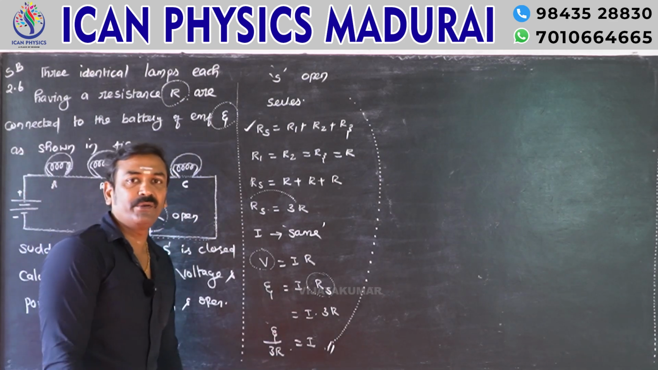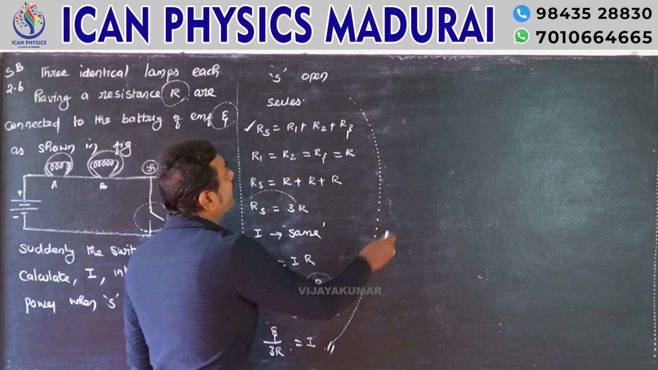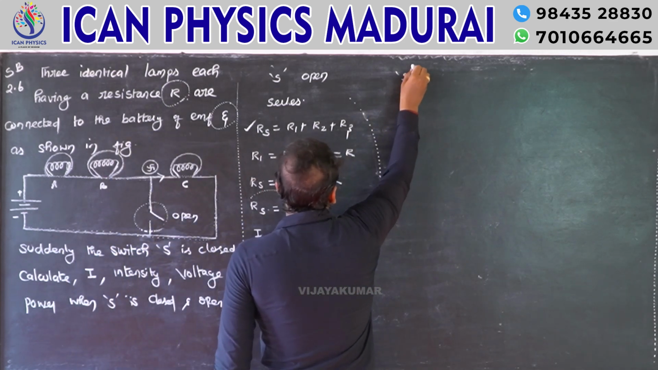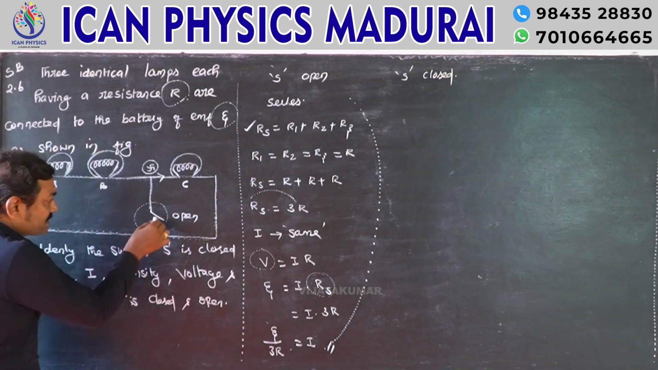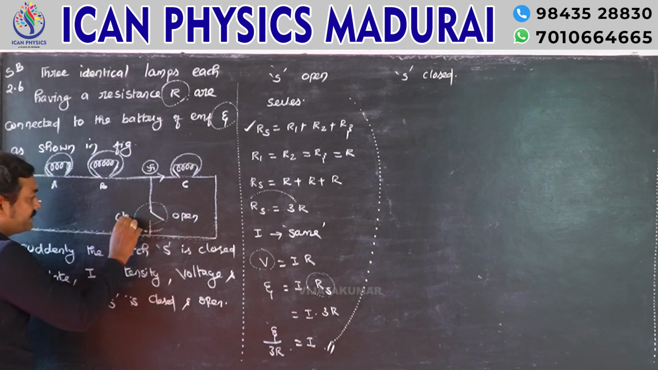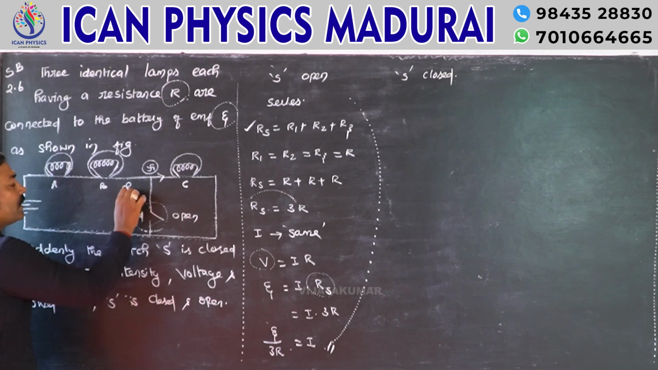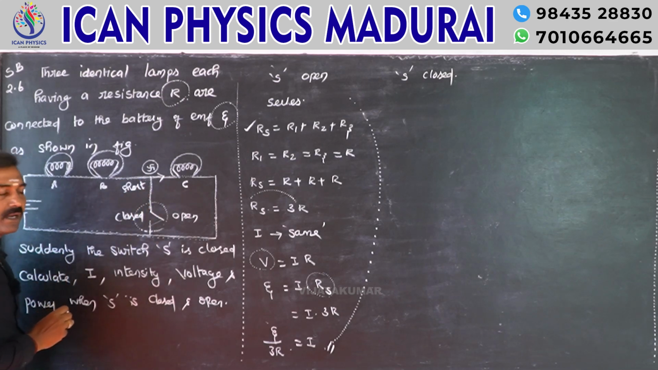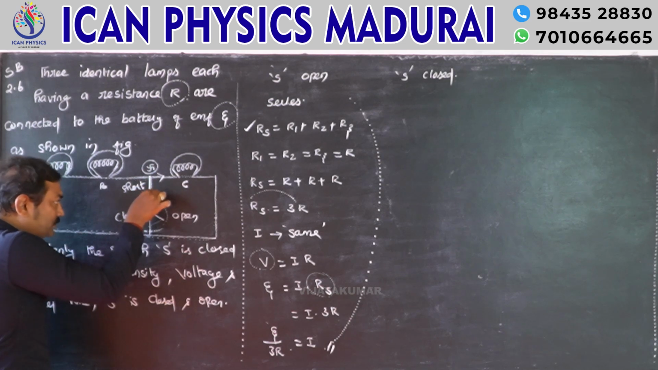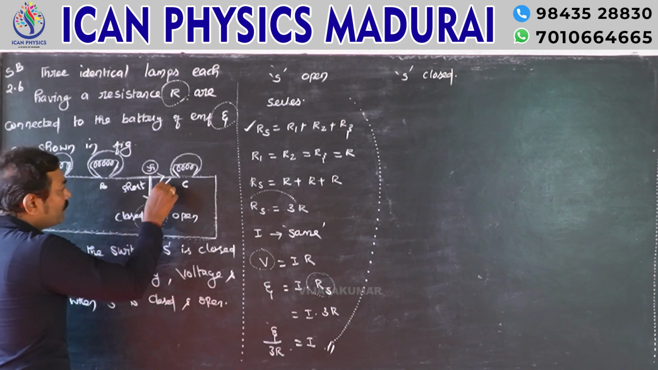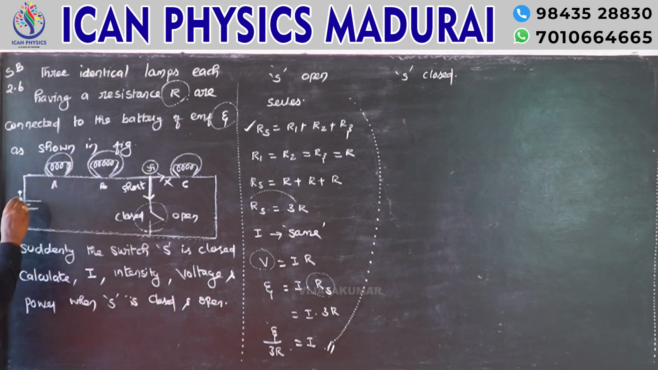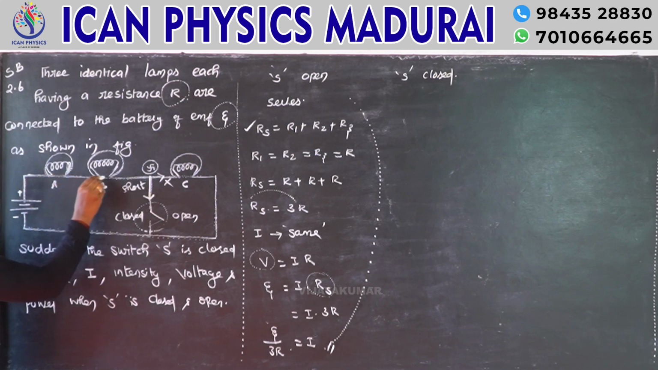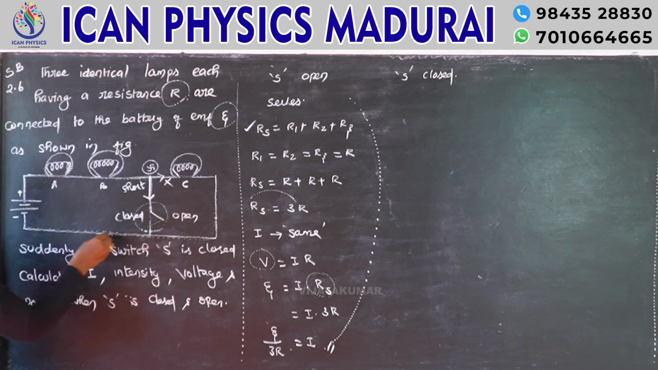Do you get it now? Do you have any doubts? No doubt. The second case, when the switch S is closed. Due to the short path of current, the current will flow through the switch, and no current will flow through the third bulb. From the battery, the current flows through the first one, the second one, and through the switch and comes back. So only two bulbs are involved.